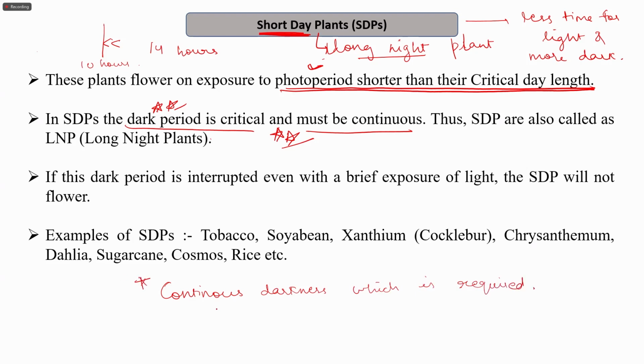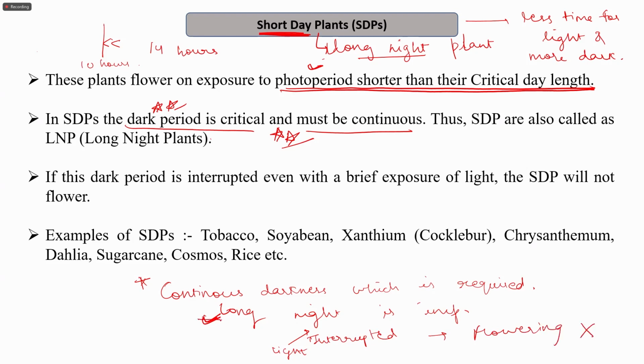That is, the long night is important. It is not only the short days, but actually the long night which is important. Because if it is interrupted by light, the plant will not flower. Flowering will not happen. So it is the period of darkness that we have to maintain. Therefore, continuous darkness is required.